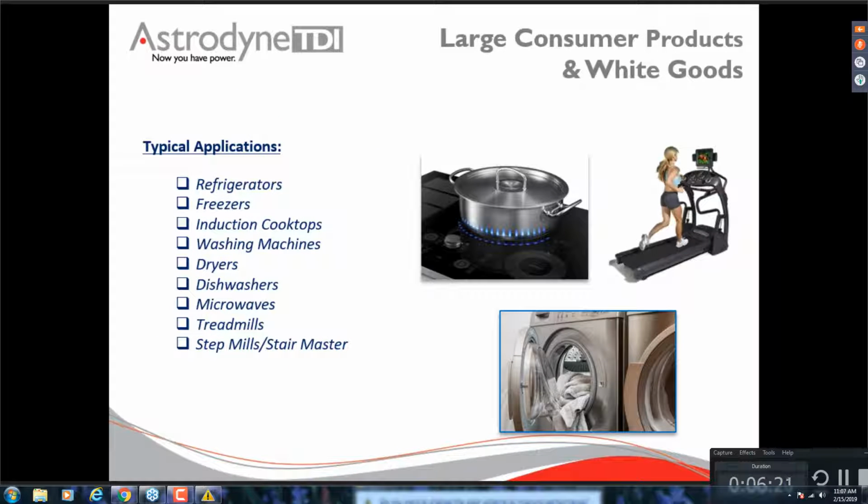So moving on, large consumer products and white goods. What do we have here in terms of the applications or the types of products? We have refrigerators, freezers, microwaves, treadmills, washing machines, dryers, stepmills, Stairmasters. Once again, some of these products, as you can see, have motors in them or heavy-duty motors in them, therefore requiring EMI filters.